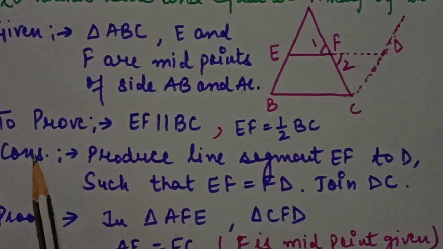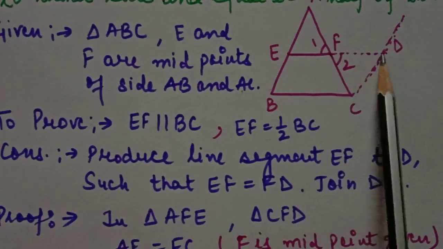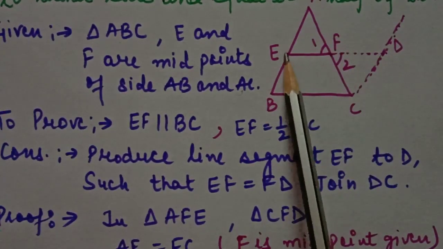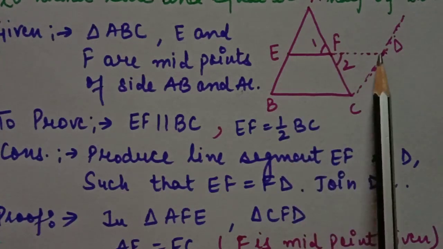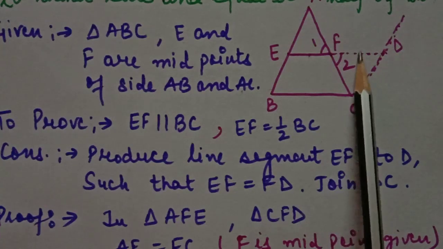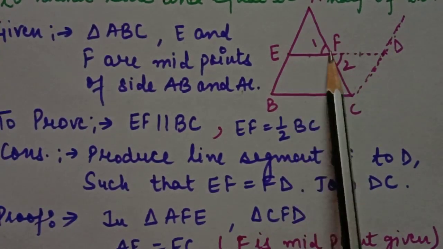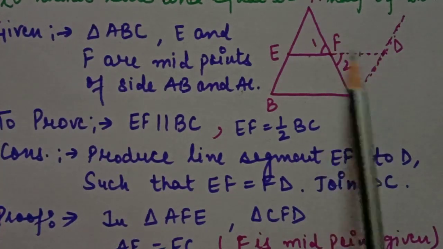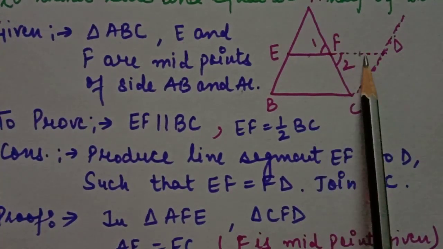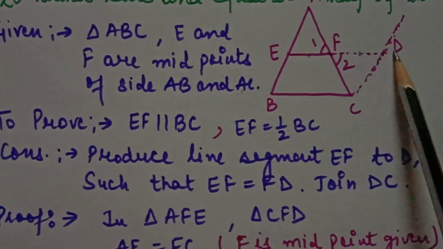We have to do a construction. We will produce the line segment EF to point D. We have produced the line segment EF to point D such that EF is equal to FD, like this, that EF is equal to FD. By construction they both are equal to each other. Now join CD also.